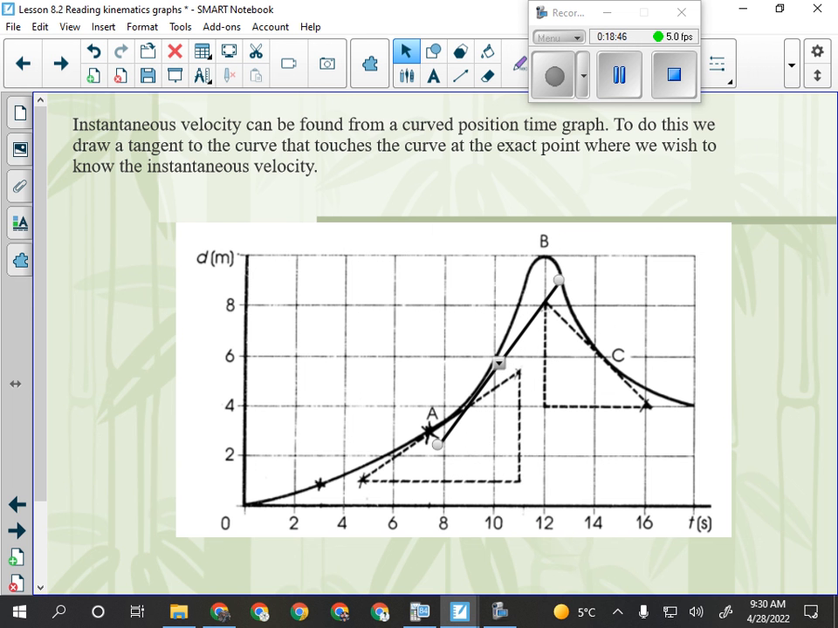Okay, so here it's touching right there, and I can see it got more inclined. Okay? So remember, slope of a line tells us how fast an object is going. If you've got a curve that's getting steeper and steeper and steeper, it means the object's going faster and faster and faster because the slope is getting greater and greater.